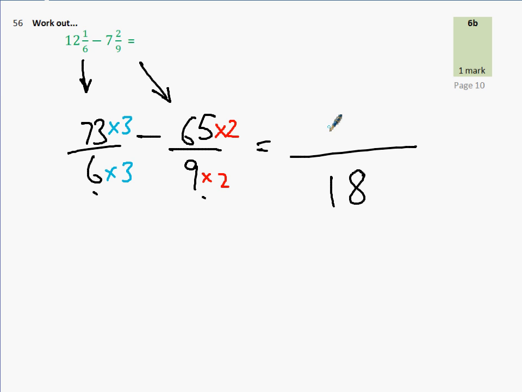Once you've done 73 times 3, you get 219. How did I do that? I did 3 times 70, which gives you 210, and 3 times 3, which gives you 9. Add the two together, you get 219.